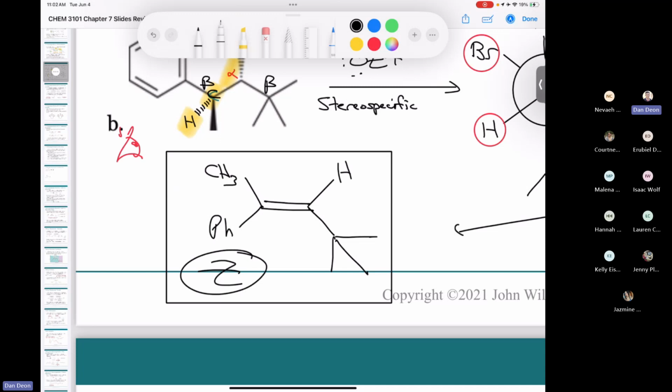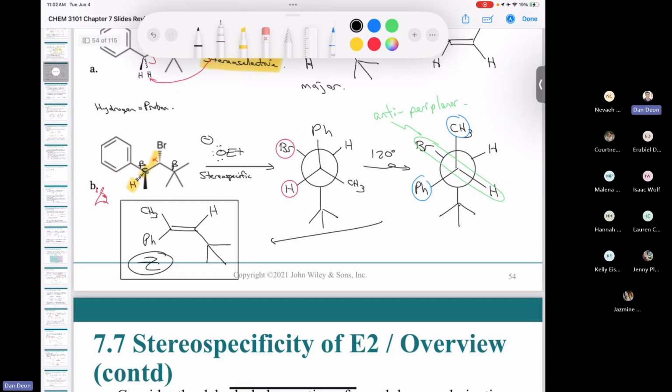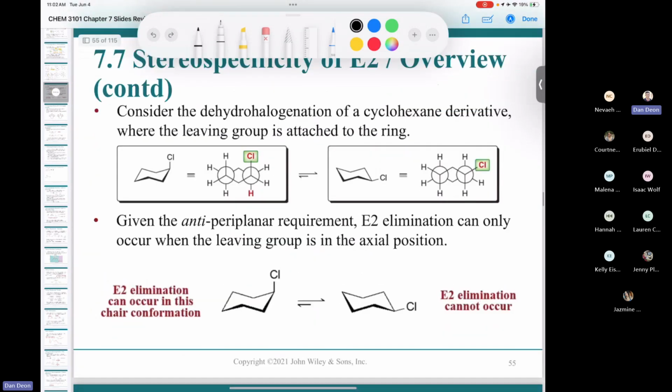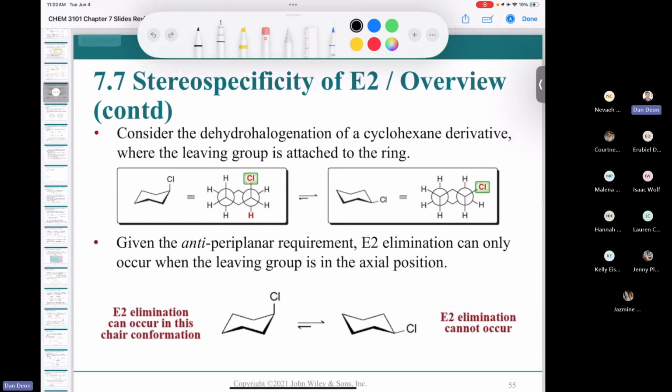There's nothing else formed. So if you're like, I like these reactions, only one product. Yes, but we usually ask you a question where you will have to draw a Newman projection like this, and you'll have to adjust it so the leaving group and the proton being abstracted are anti-periplanar to one another. All right, so stereospecificity of an E2.